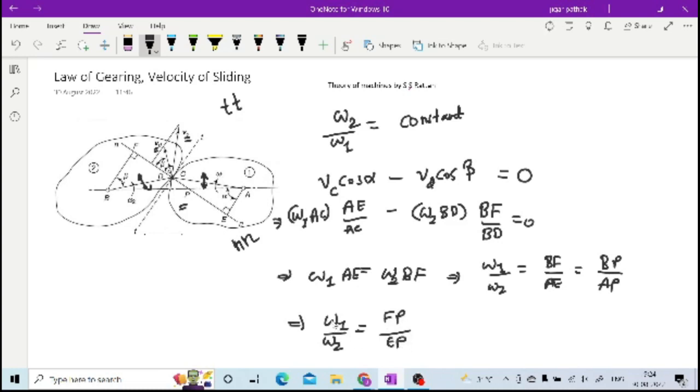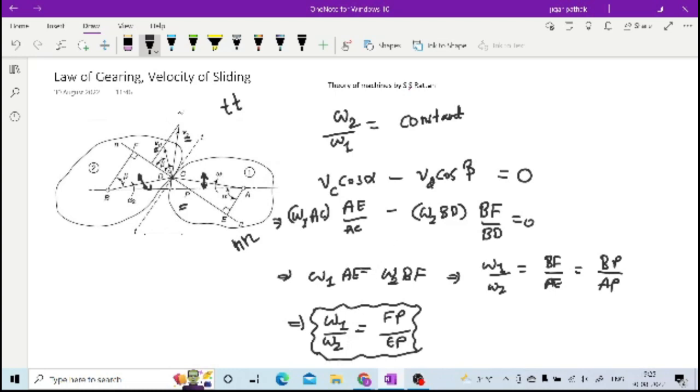Once you represent it in this particular form, it is nothing but your law of gearing. If you see here, FP and EP mean that whenever you have any point of contact, the velocity ratio will always be determined by this particular point P, right? So the law of gearing says that the common normal must pass through the pitch point at all times, then only you will have the exact velocity ratio. So this is how you get your law of gearing.